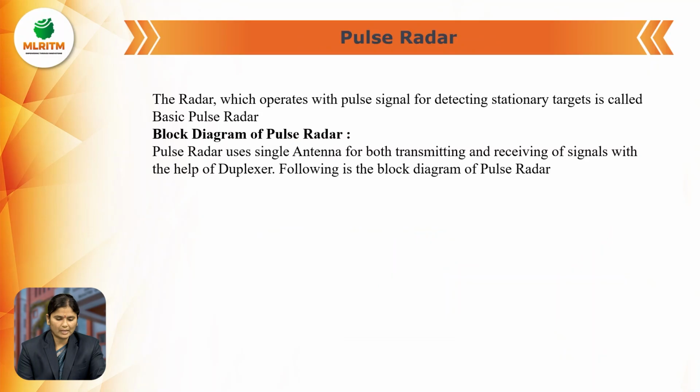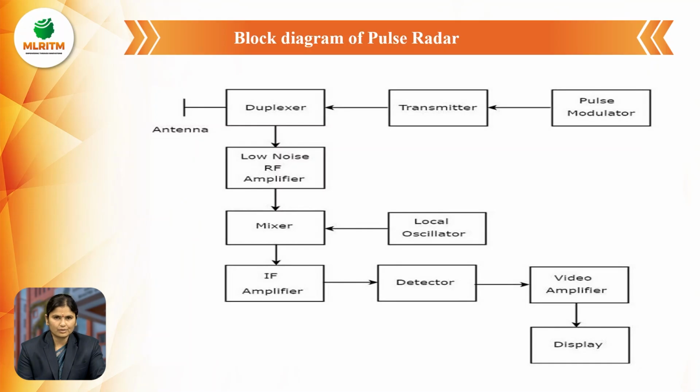And the next one is pulse radar. The pulse radar system is a radar system which operates by using pulses to detect stationary objects or stationary targets. In a pulse radar system, we use only a single antenna for transmission as well as for reception. This diagram shows the block diagram of a pulse radar system. In this we have pulse modulator, transmitter, duplexer, low noise RF amplifier, mixer, local oscillator, IF amplifier, detector, video amplifier and display.